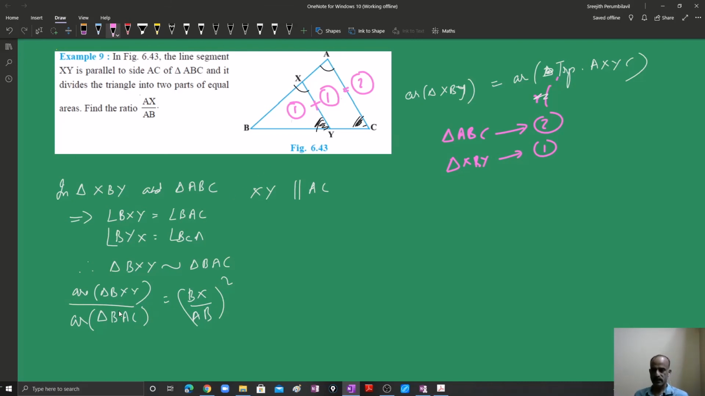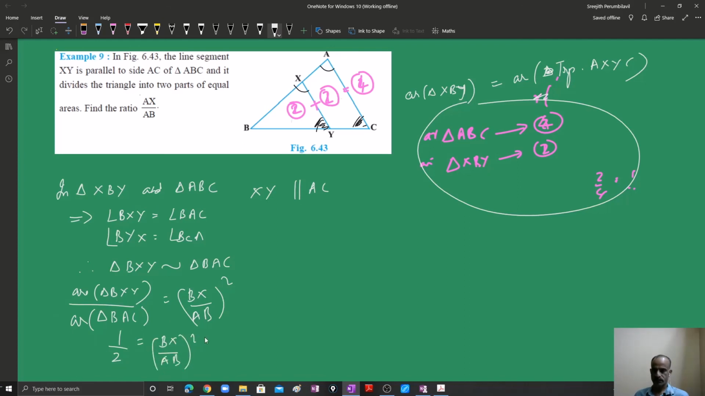So I can say that this is area of XBY by area of ABC. Okay, this is 2 units, this will be 4 units. In that case, this will be 2 units, this will be 4. What is the area of XBY by ABC? This by this, that is 2 by 4 or 1 by 2. You don't need to write all these things, this is just for explanation. With common sense or logic, you can say divided into 2 equal parts means first part is half of the other thing. So you can say directly 1 by 2 is equal to BX by AB whole square.